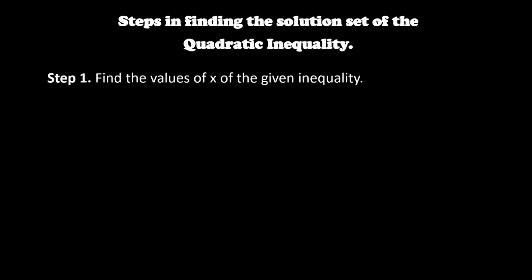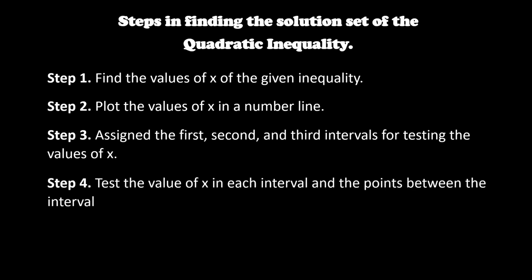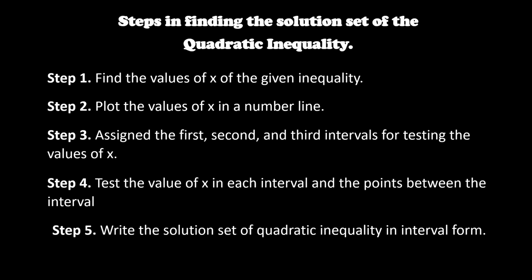Here are the steps for you to follow in finding the solution set of the given inequality. Step 1. Find the values of x of the given inequality. Step 2. Plot the values of x in a number line. Step 3. Assign the first, second, and third intervals for testing the values of x. Step 4. Test the value of x in each interval and the points between the interval. Step 5. Write the solution set of quadratic inequality in interval form.